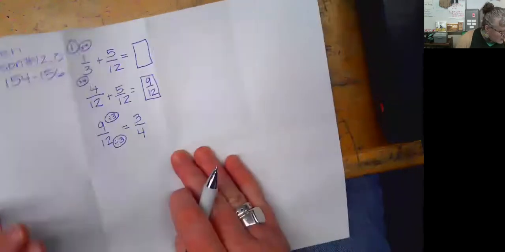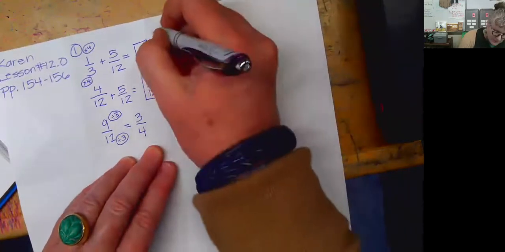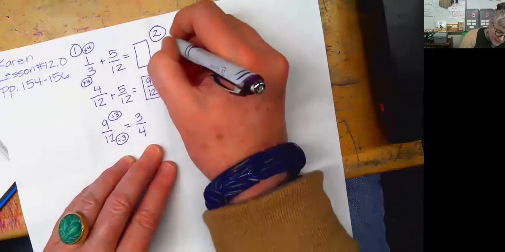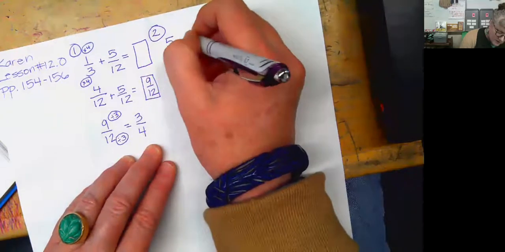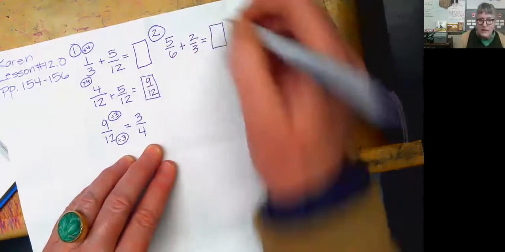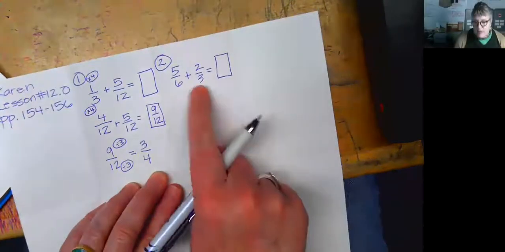Okay, let's look at number 2. Number 2 is very similar. We're adding 5/6 plus 2/3 equals green box. So again, until the denominators are the same, we cannot add them.